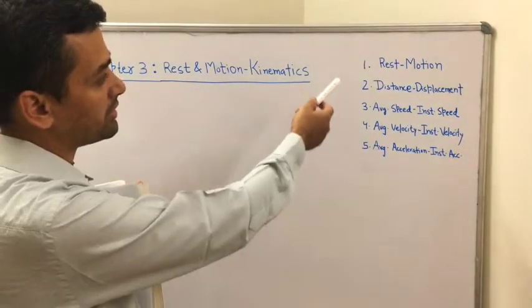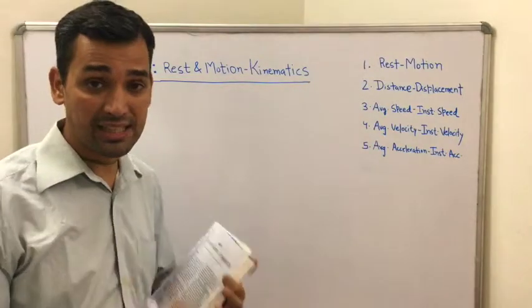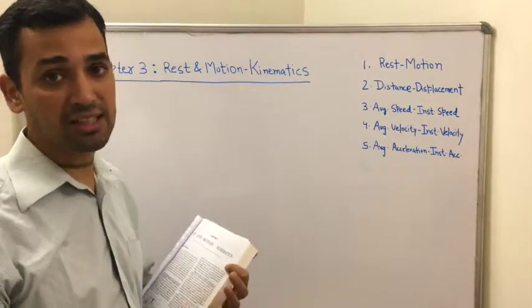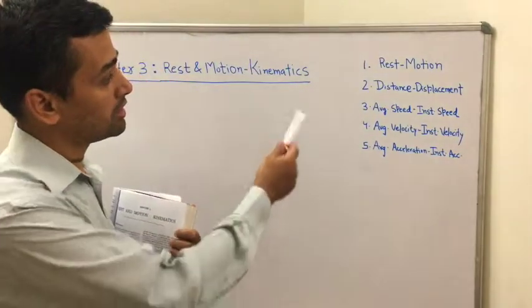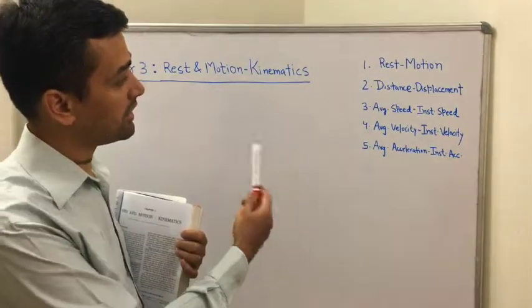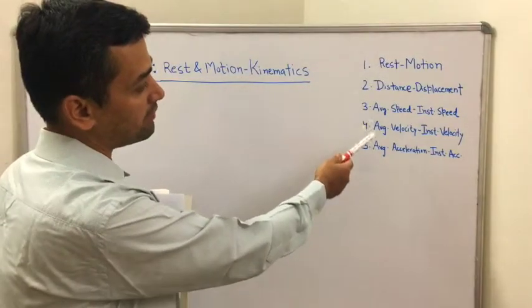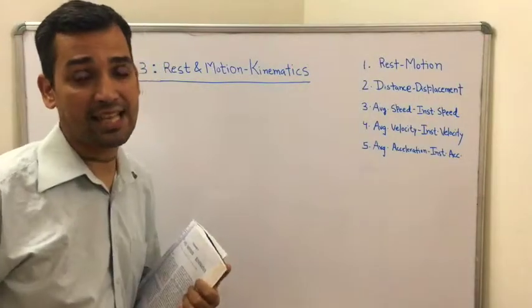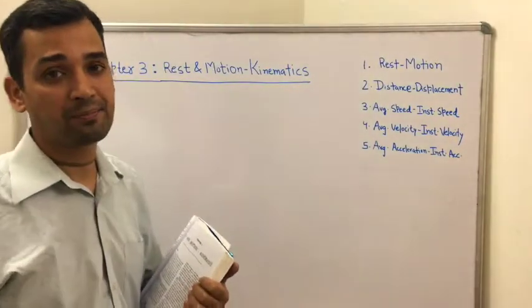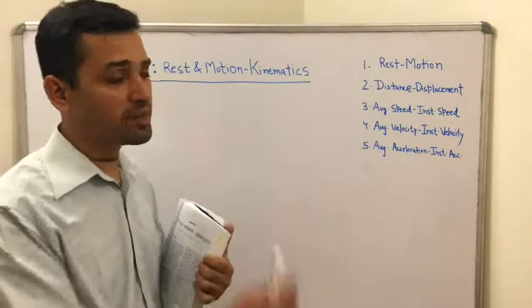So I have outlined a few of the topics that we will discuss in this video, and the rest in the later videos. First we will be talking about rest and motion, second distance and displacement, average speed, instantaneous speed, average velocity, instantaneous velocity, average acceleration, instantaneous acceleration. So let's go ahead. First of all, rest and motion.